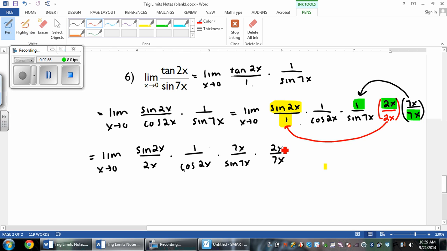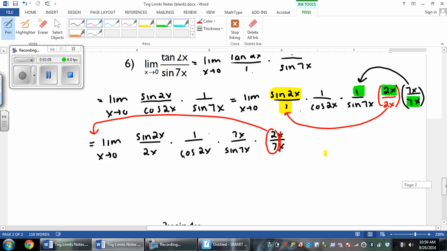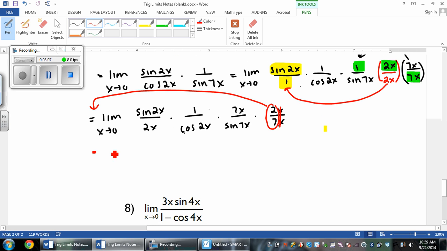So you're going to be left with this 2x and that 7x. Okay, if you notice, those x's will cancel, and 2 over 7 again is a constant. So I can move this entire constant by the properties that we talked about in the first page out in front, because it's just a multiple. So this now becomes 2 over 7 times the limit as x approaches 0 of sine of 2x over 2x times 1 over cosine of 2x times 7x over sine of 7x.